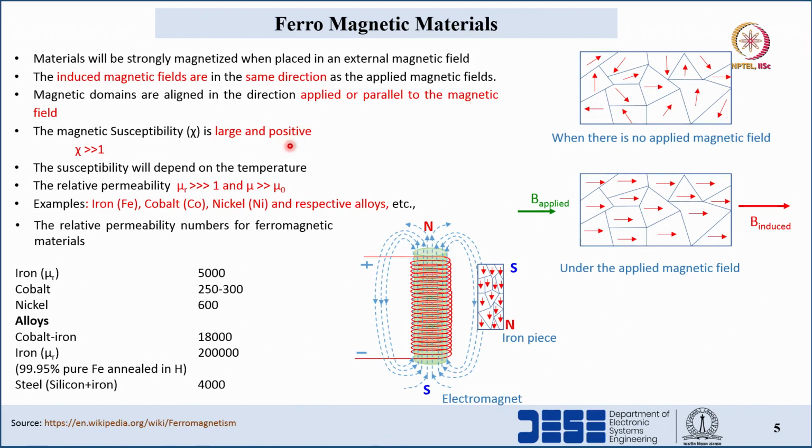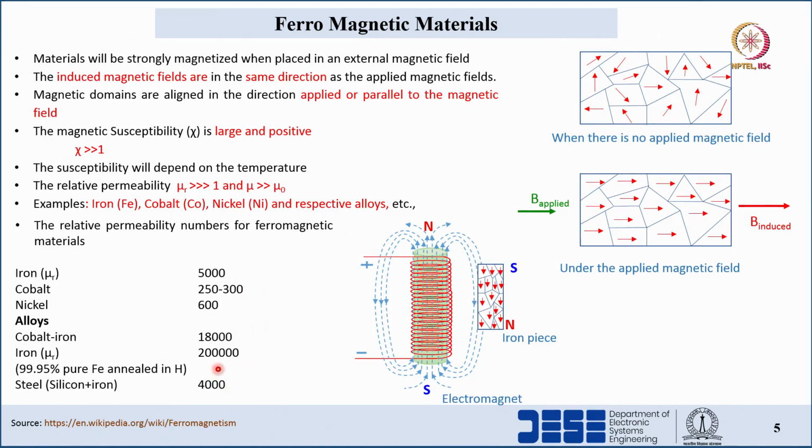The susceptibility value is large and positive, and it depends upon the temperature. If the temperature varies, the susceptibility value will also vary. I am not giving the exact equation for the susceptibility, but it depends upon the temperature. The relative permeability value is very high. We can see the relative permeability for different materials like iron, cobalt, nickel. For iron it is 5000, for cobalt 250, for nickel 600. I am discussing the three materials and their respective alloys.